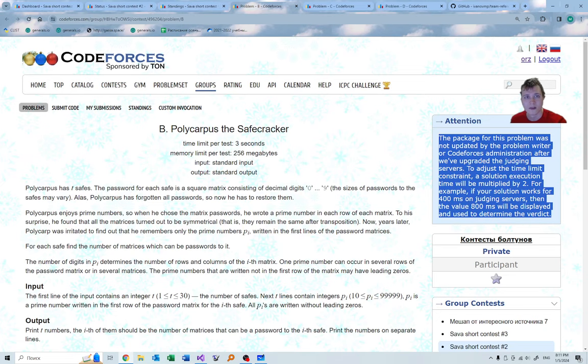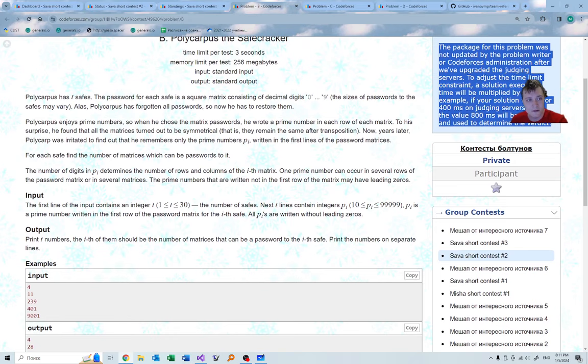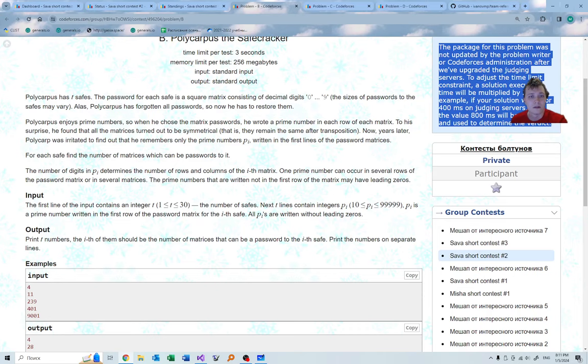Okay, Polycarpus has T safes. The password for each safe is a square matrix. The sizes may vary. He has forgotten all passwords, so he needs to restore them. All matrices turned out to be symmetrical. He knows the prime numbers.